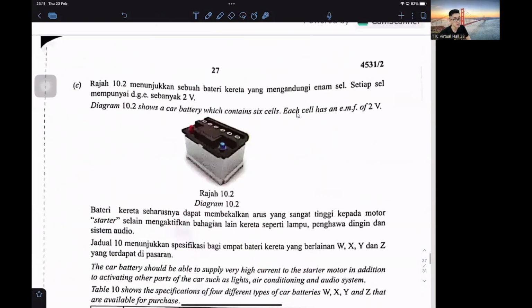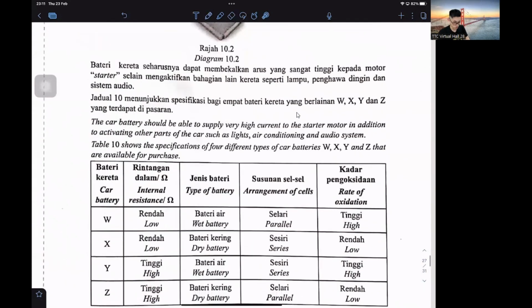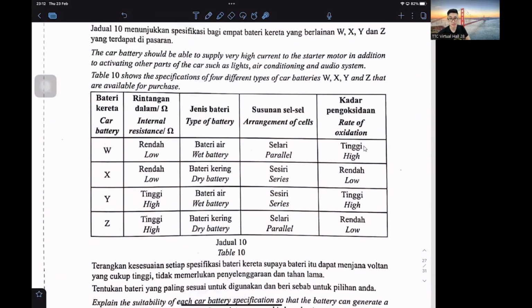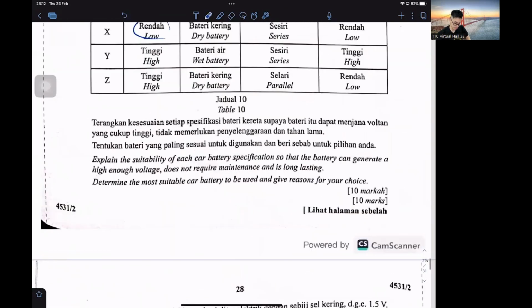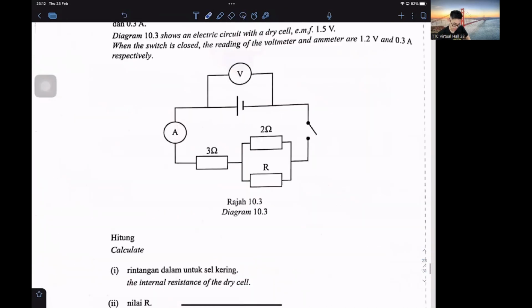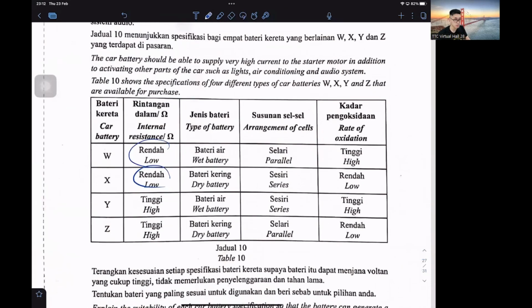Okay, so now we have an essay question. We need to choose a car battery that can supply very high current to the motor of the car, and also activate other parts of the car. So first is the internal resistance. If you want very high current, you must have low internal resistance. Usually you write it in your test pad, but low internal resistance means higher current.